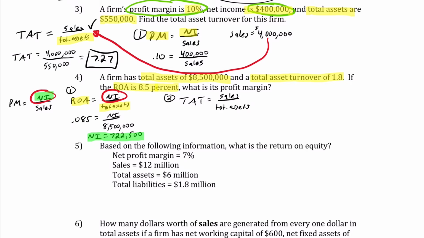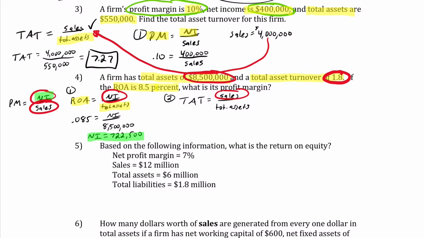We can see here that we need sales in our profit margin. This equation has sales, and if you highlight what was given, they gave us total asset turnover, and they also gave us total assets from before. So we can now solve for sales.